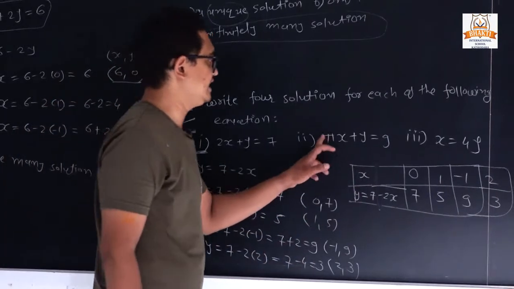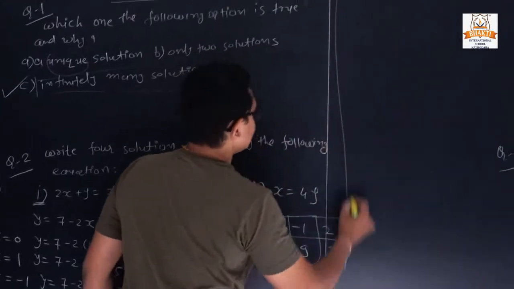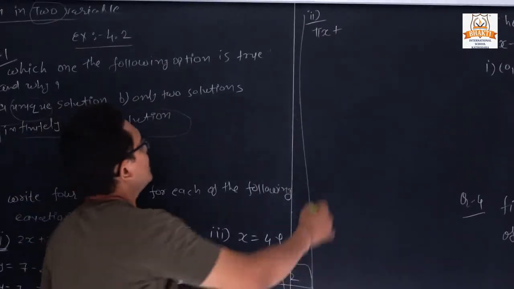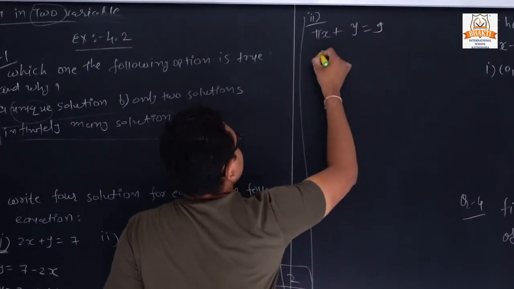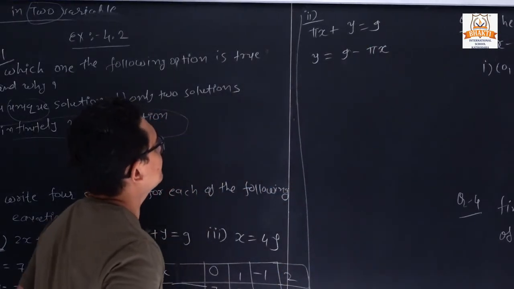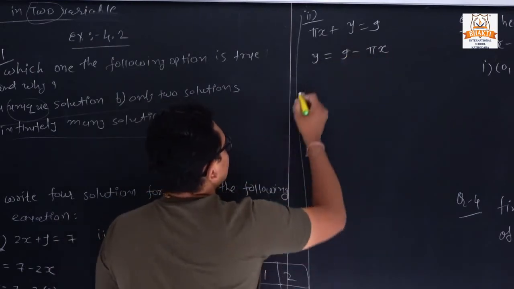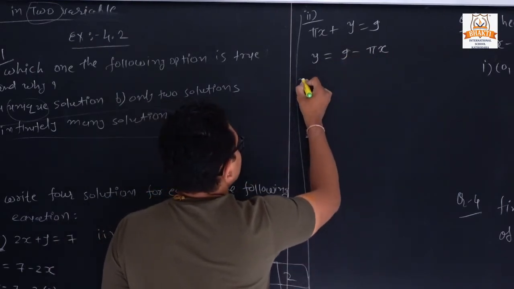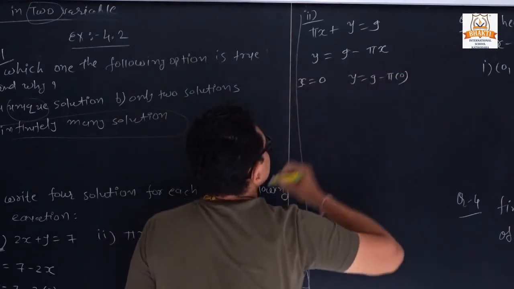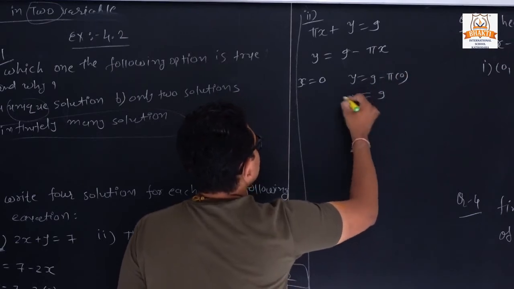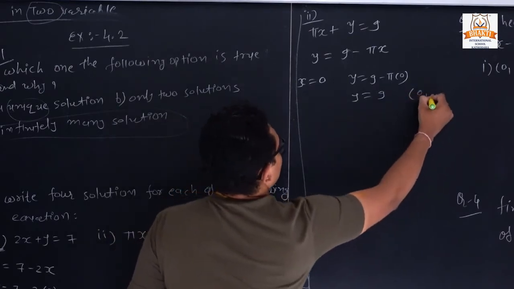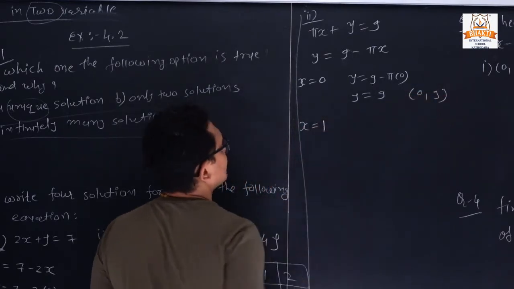Now similarly for a second example. In the second they are asking pi x plus y is equal to 9. So we can also write it like that: y is equal to 9 minus pi x. Clear? Now once again, first of all we put x is equal to 0. So y is equal to 9 minus pi in bracket 0. So pi into 0, so we get only 9. So what is our first solution? 0 comma 9. Then put x is equal to 1.